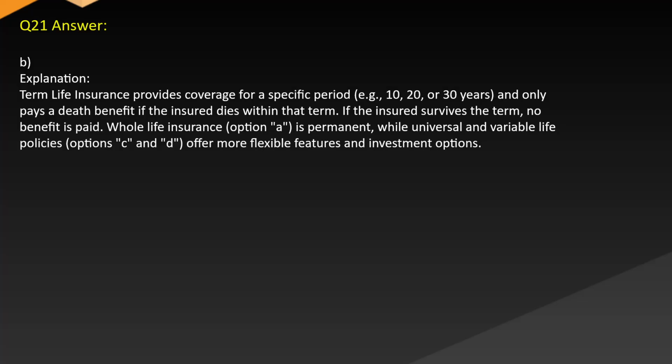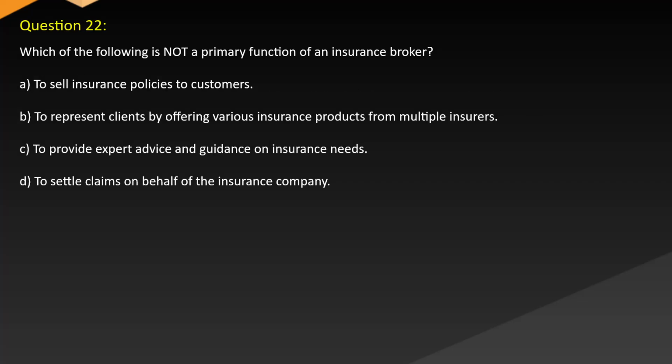Answer: B. Explanation. Term life insurance provides coverage for a specific period, e.g. 10, 20, or 30 years, and only pays a death benefit if the insured dies within that term. If the insured survives the term, no benefit is paid. Whole life insurance, option A, is permanent, while universal and variable life policies, options C and D, offer more flexible features and investment options.